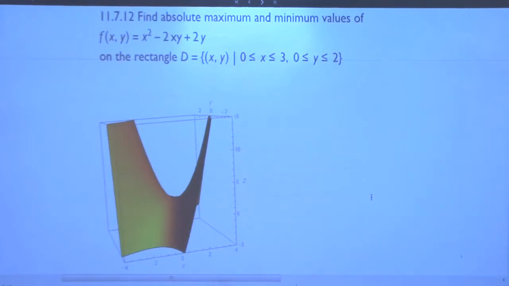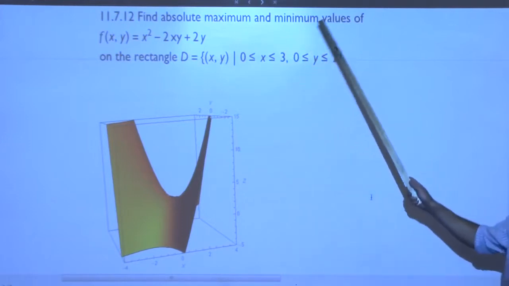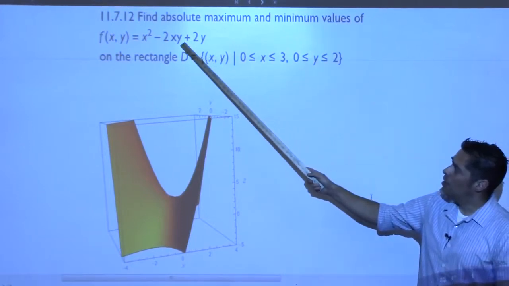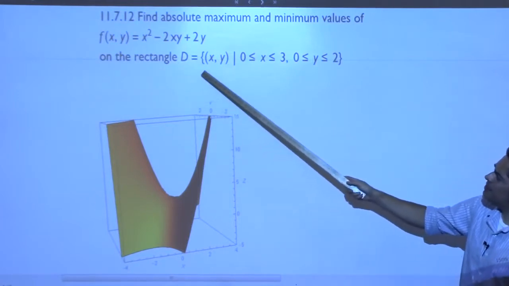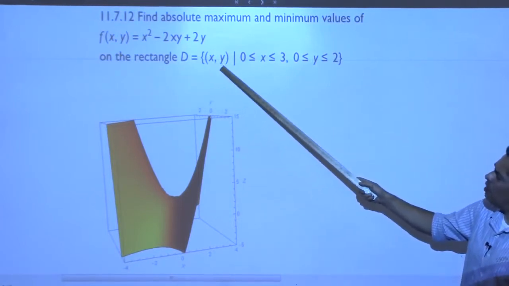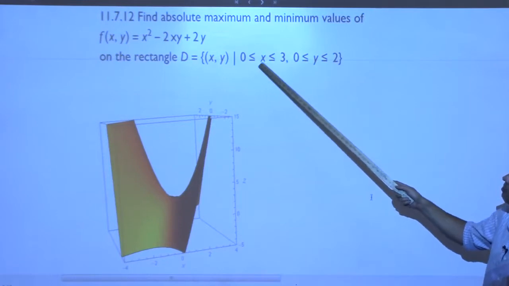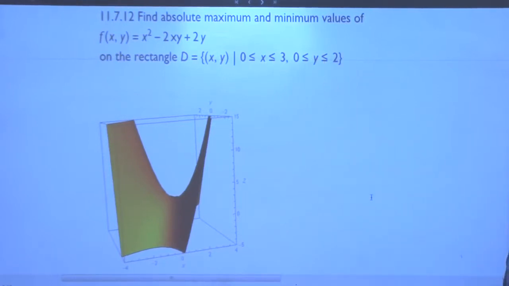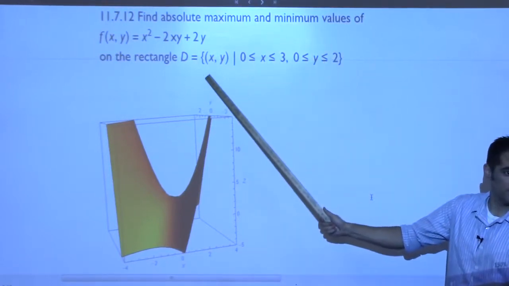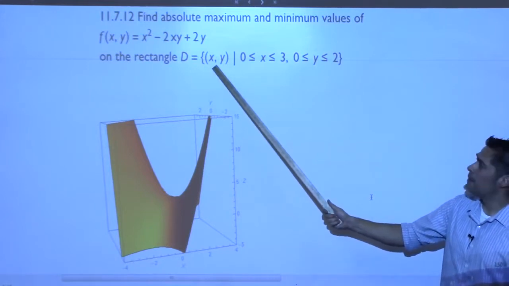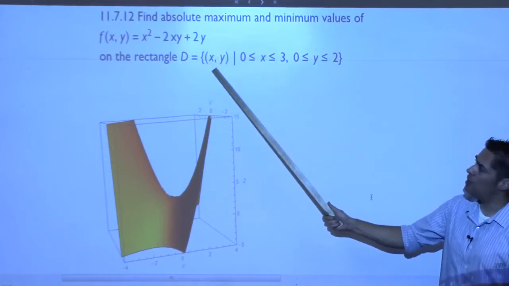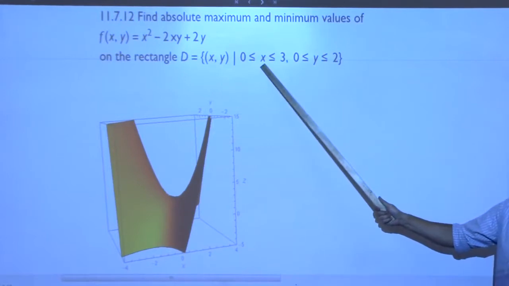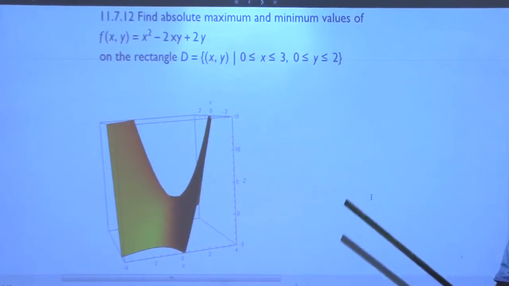All right? So we have an absolute maximum, and we're looking for the absolute maximum and minimum value of this function on the rectangle D, which is equal to the set of x and y such that x is between 0 and 3 and y is between 0 and 2. So we have to understand what that means first. This is set notation. It's all ordered pairs in two-dimensional space where your x's are bounded between 0 and 3, your y's are bounded between 0 and 2. What does that look like in two-dimensional space?